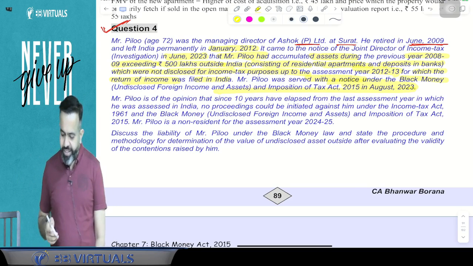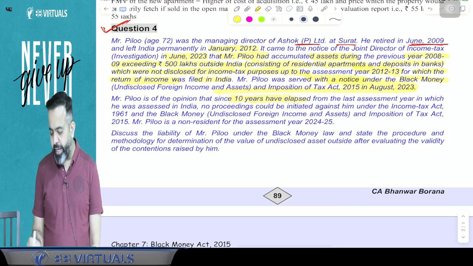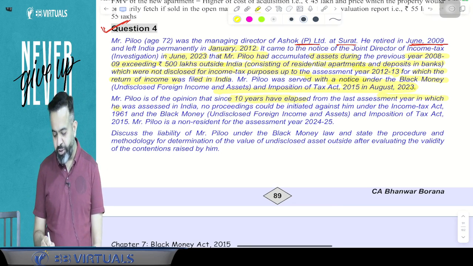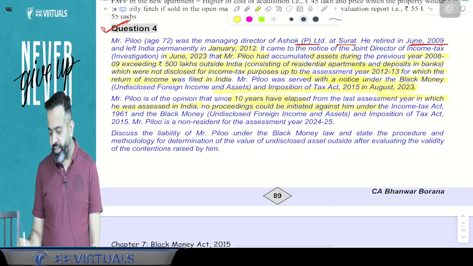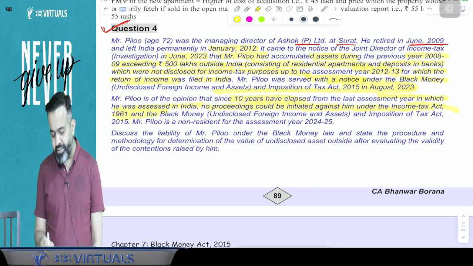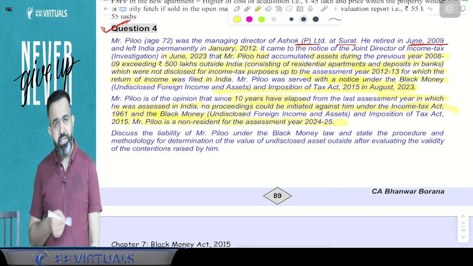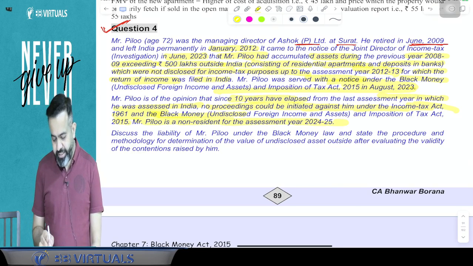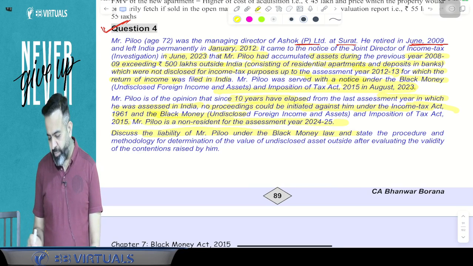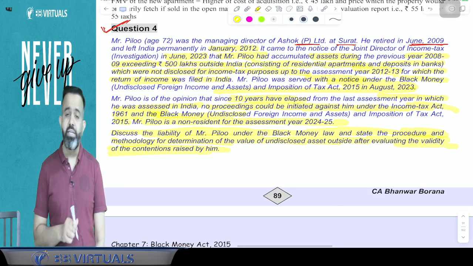Now Pilu is of the opinion that since 10 years have already lapsed from the last assessment year in which he was assessed in India, no proceeding could be initiated against him under the Income Tax Act 1961 and the Black Money Act 2015. Mr. Pilu is a non-resident for assessment year 24-25. Discuss the liability of Pilu under Black Money law and state the procedure and methodology for determining the value of undisclosed asset outside India after evaluating the validity of the contention raised by him.